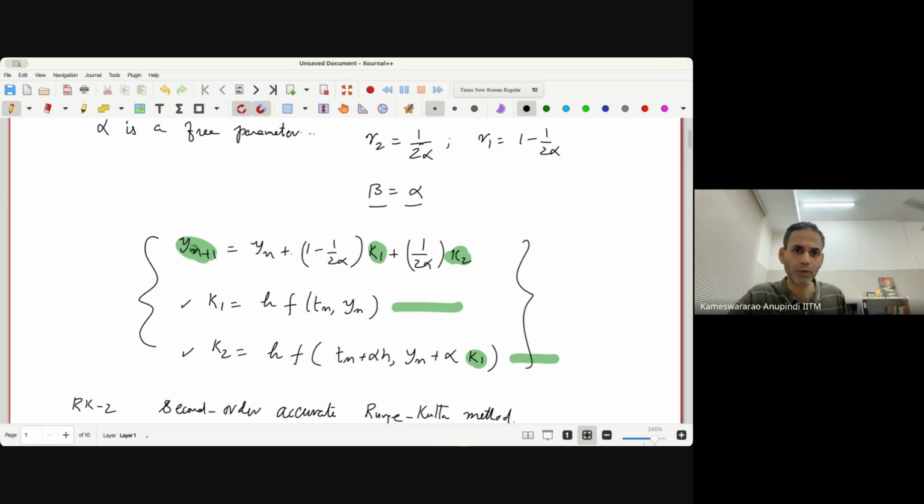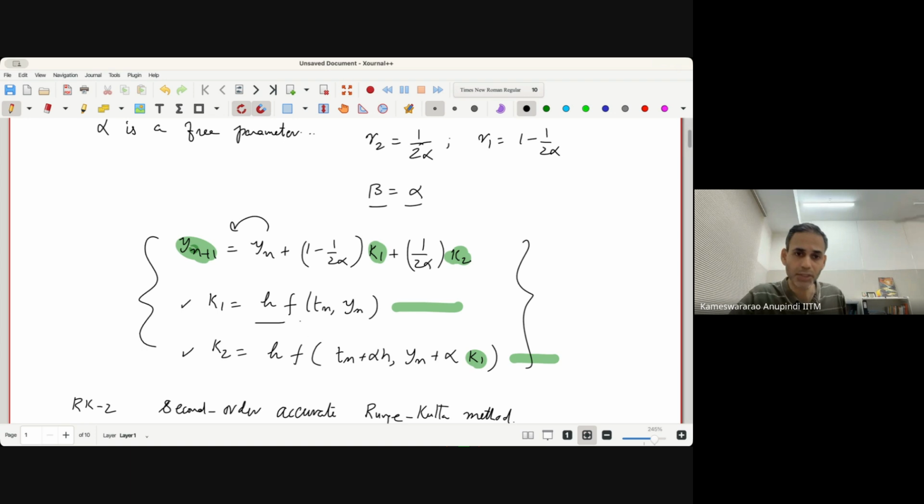That means when we want to go from yn to yn plus 1, instead of having one function evaluation, we are doing 2 function evaluations. But unlike the Taylor series method, where we were required to calculate derivatives of the functions, which was troublesome in certain cases, this is not required in the RK2 method. Here we don't have to calculate any derivatives. Rather, the derivatives are replaced with the function values itself.